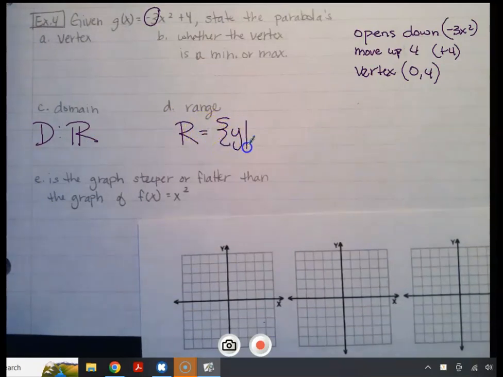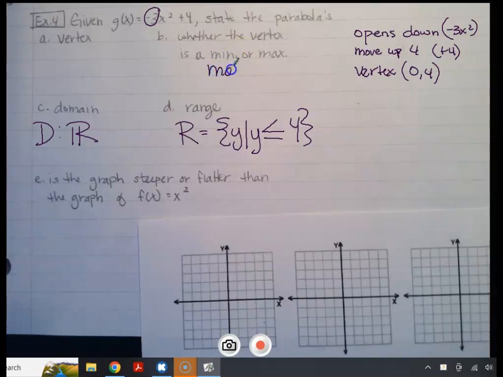So it's going to be anything less than 4. It's going down. So it's going to be y such that y is less than or equal to 4. There you go. Good. And so because it's opening down, is the vertex a min or a max?